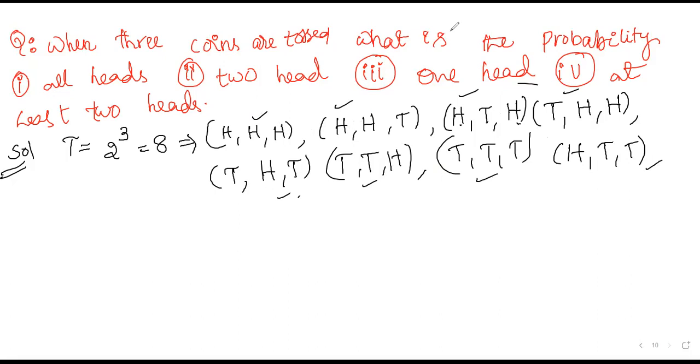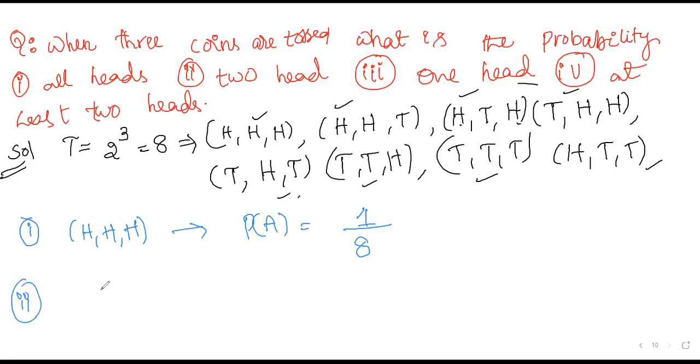Now let's see the first question. What is the first question? All are heads. All are heads means all 3 must and should have head only. So the probability is, out of total 8 events, I have only 1 favored outcome. That is 1 out of 8. Am I clear? Yes sir.